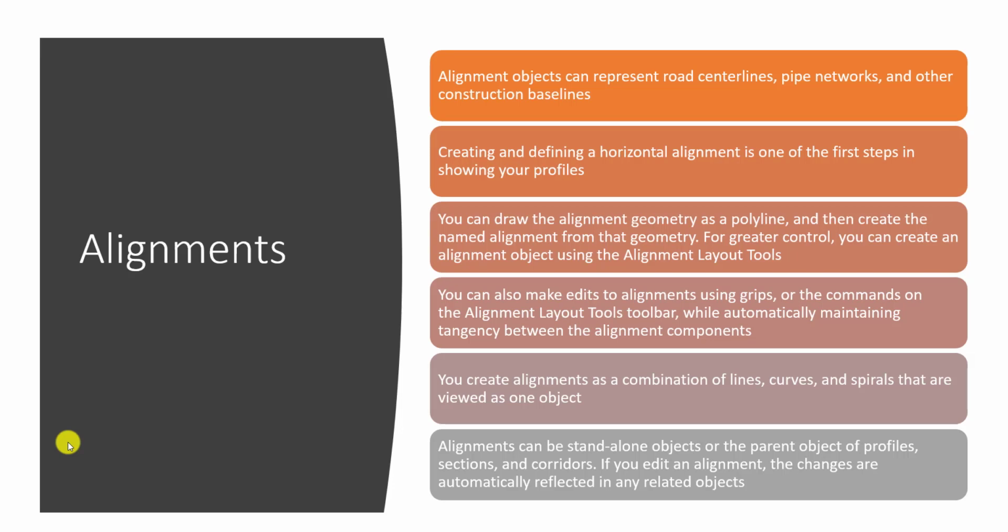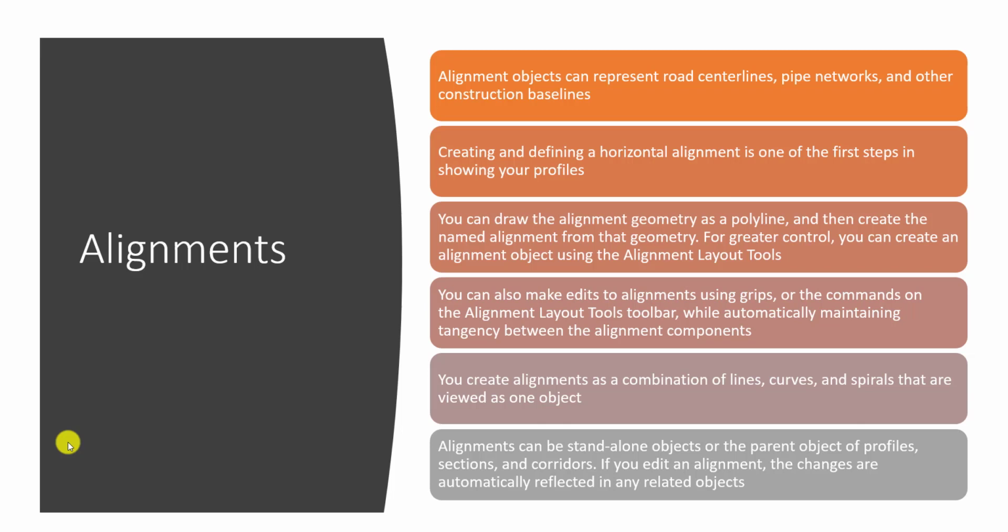You can first draw the alignment as a polyline and then create the named alignment from that geometry. For even greater control, you can create an alignment object using alignment layout tools. Just gives you a little bit more options. You can also make edits to alignments using grips or the other commands on the alignment layout tools toolbar while automatically maintaining tangency between the alignment components. You can create an alignment as a combination of lines, curves, and spirals that are viewed as one object.